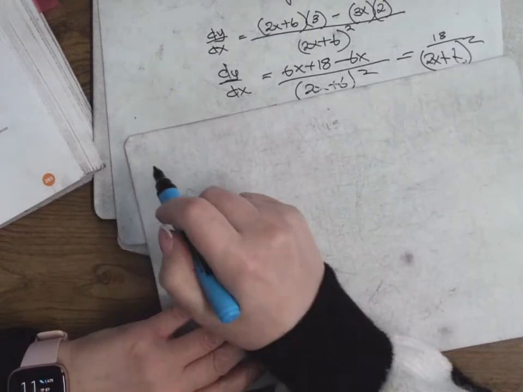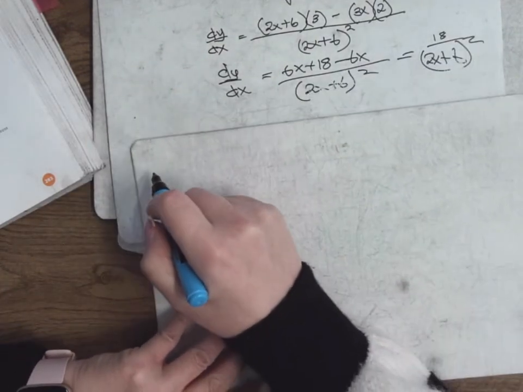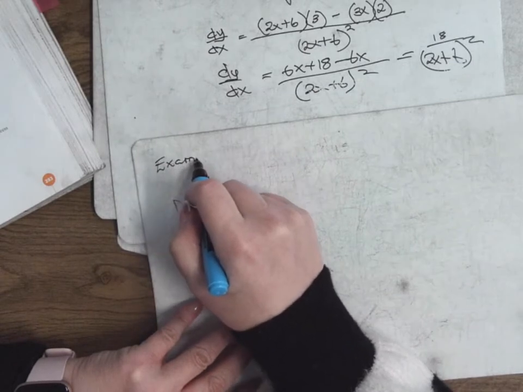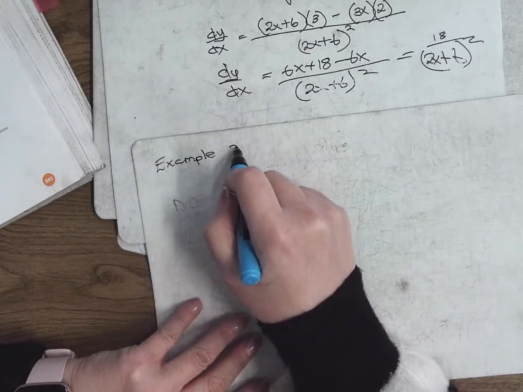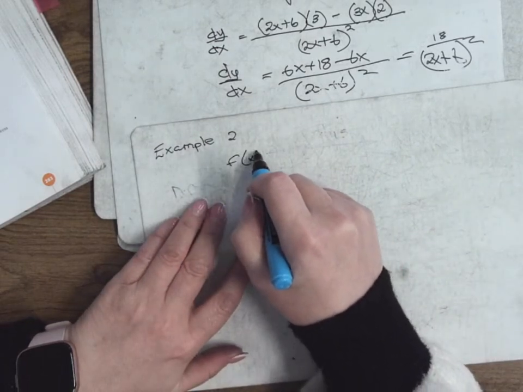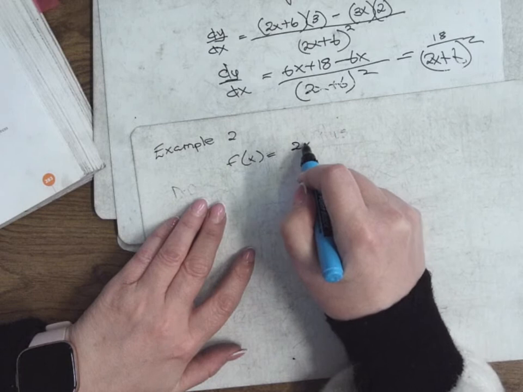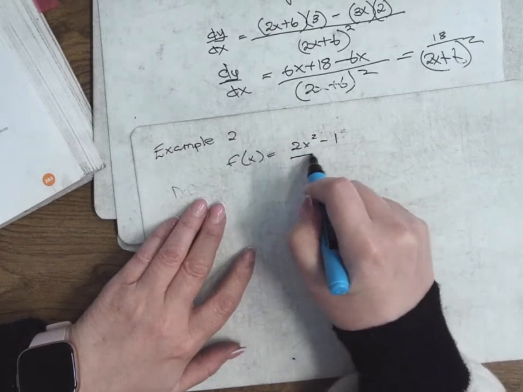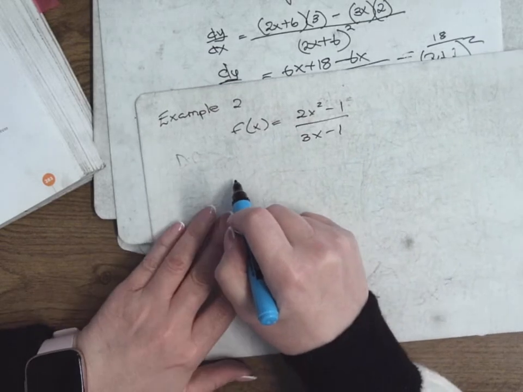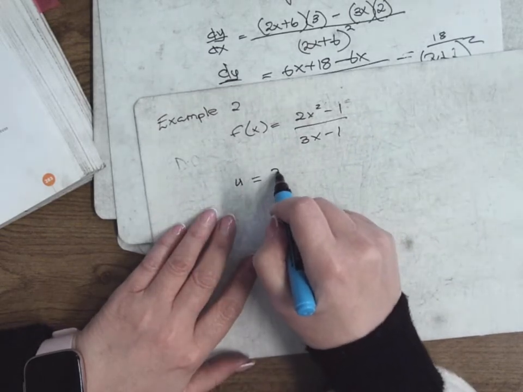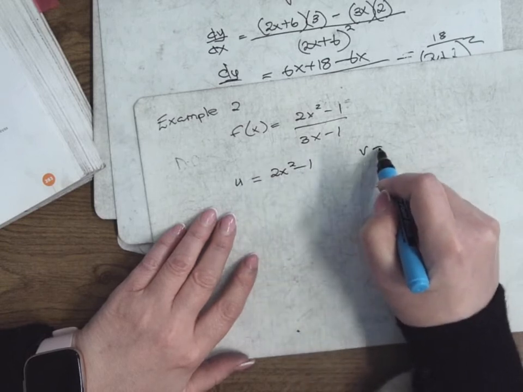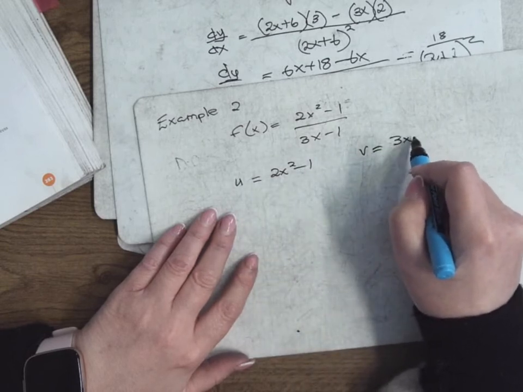I will. Example 2. So I won't bother writing the words differentiate. I'll go f of x is equal to 2x squared minus 1 all over 3x minus 1. So you let u equal to what's above the line, which is 2x squared minus 1. You let v equal to what's below the line, which is 3x minus 1.